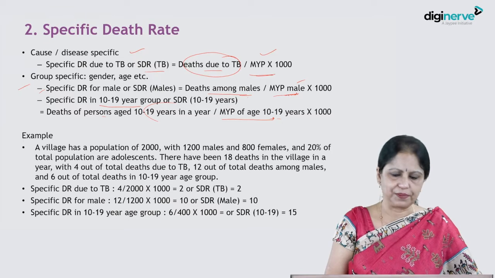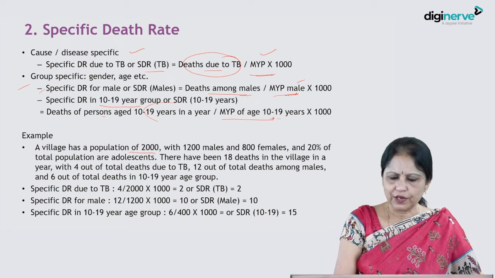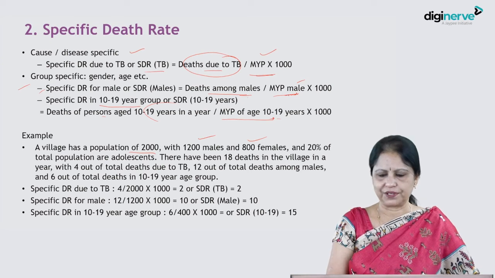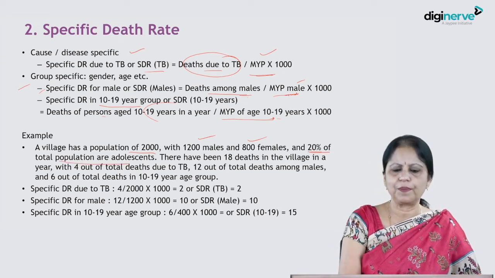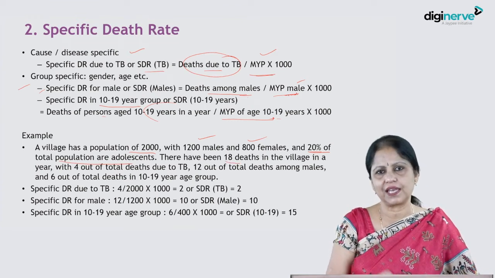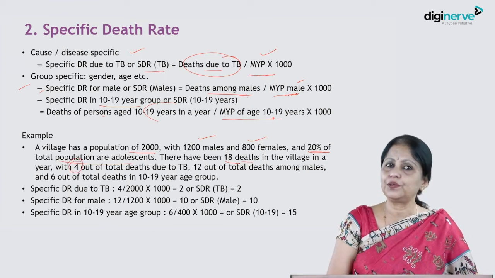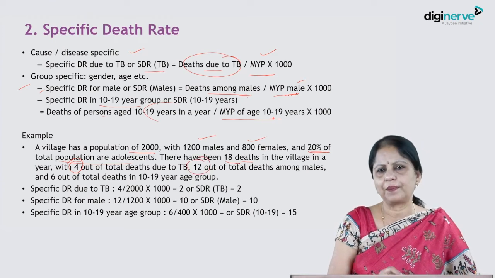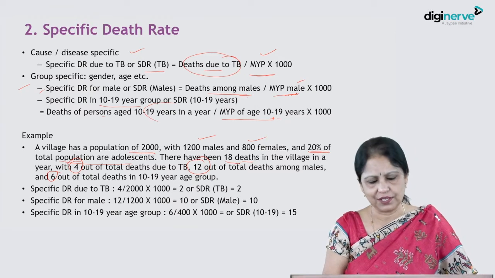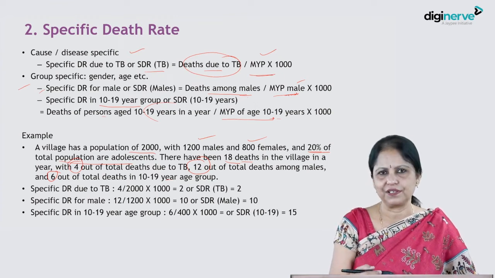Now if we see one example, say the same village which has a population of 2000, where 1200 are males and 800 are females out of the 2000 population. And 20% of the total population are adolescents. And some deaths have happened. I have told you 18 deaths had happened there. And out of these total 18 deaths, 4 had happened due to tuberculosis. 12 deaths had happened in the male population. And 6 out of the total deaths had happened in adolescents or the 10 to 19 year age group. So now let us calculate the specific death rate for these different groups.